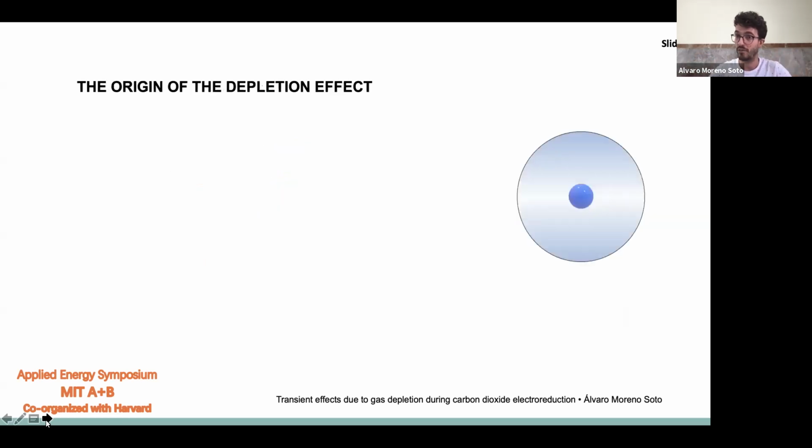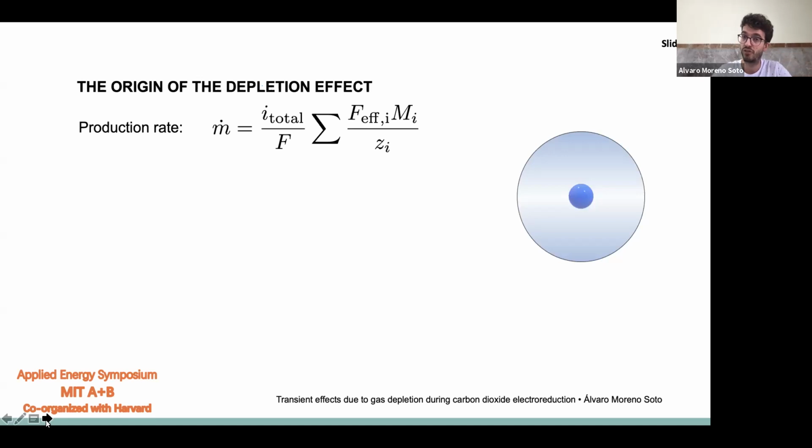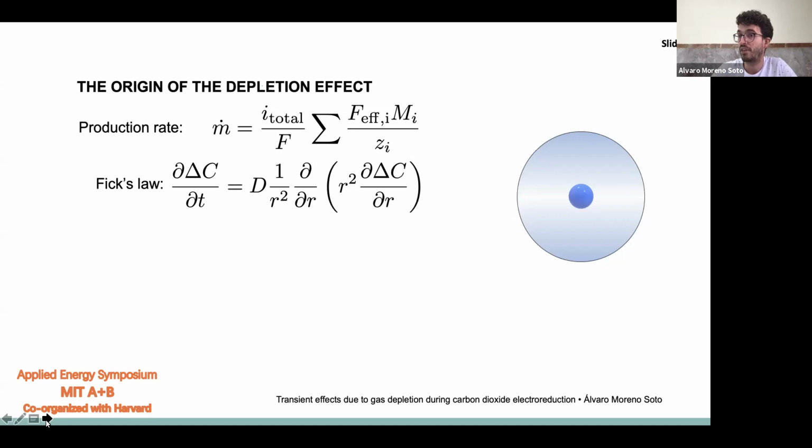So for modeling the depletion, we have that the production rate is given by Faraday's law, and Fick's law, because everything is being modeled by diffusion alone.